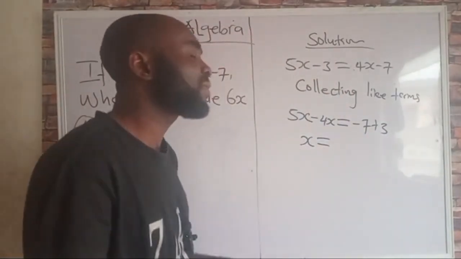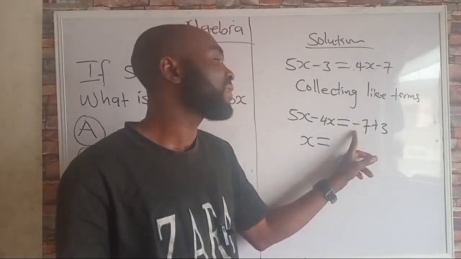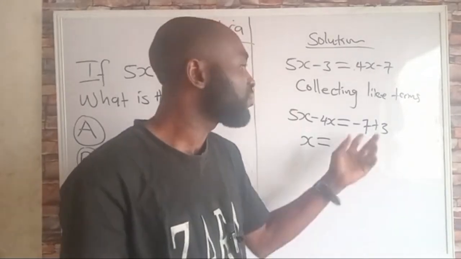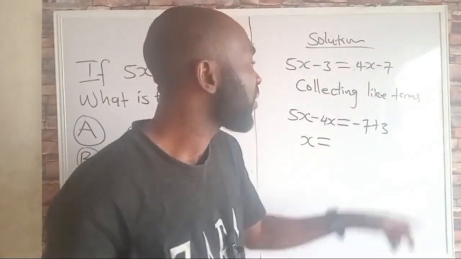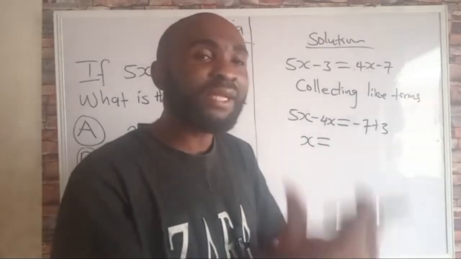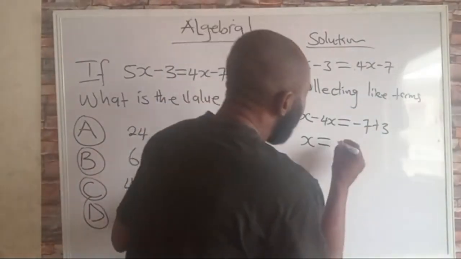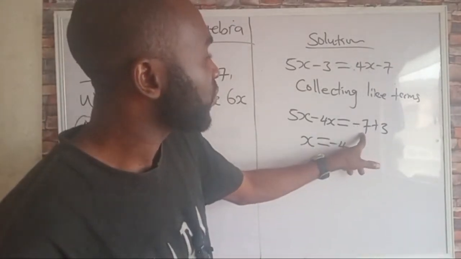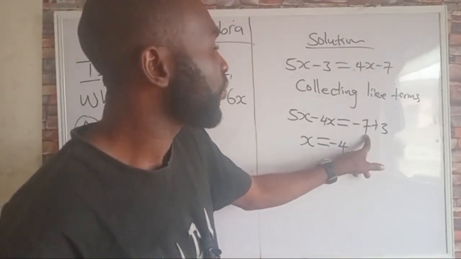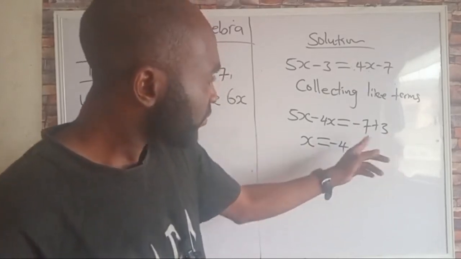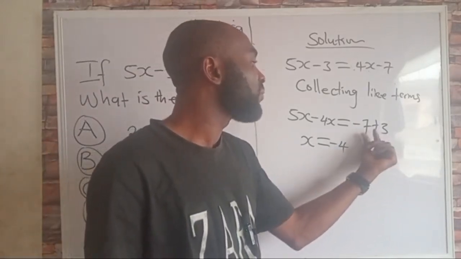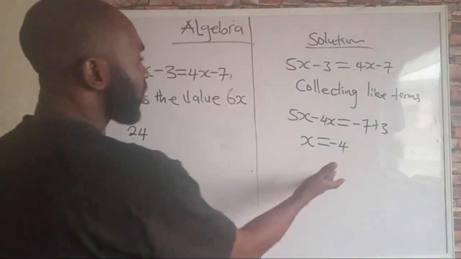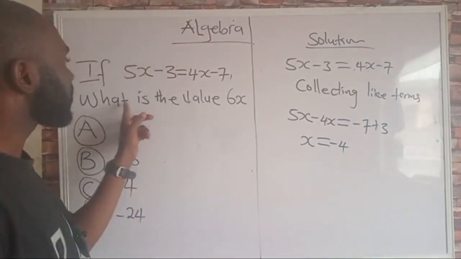You know, in mathematics, if you have a minus sign like this, what is minus is what you don't have, what belongs to somebody else. So assuming you are owing somebody 7 properties and you own 3 properties, you are trying to balance that person, you will still be owing that person 4 properties. This shows that minus 7 is not yours, but 3 is yours. So when you have 3 and you are owing somebody 7, this will give you minus 4. Okay, but you're not done. The question now says, what is the value of 6x?